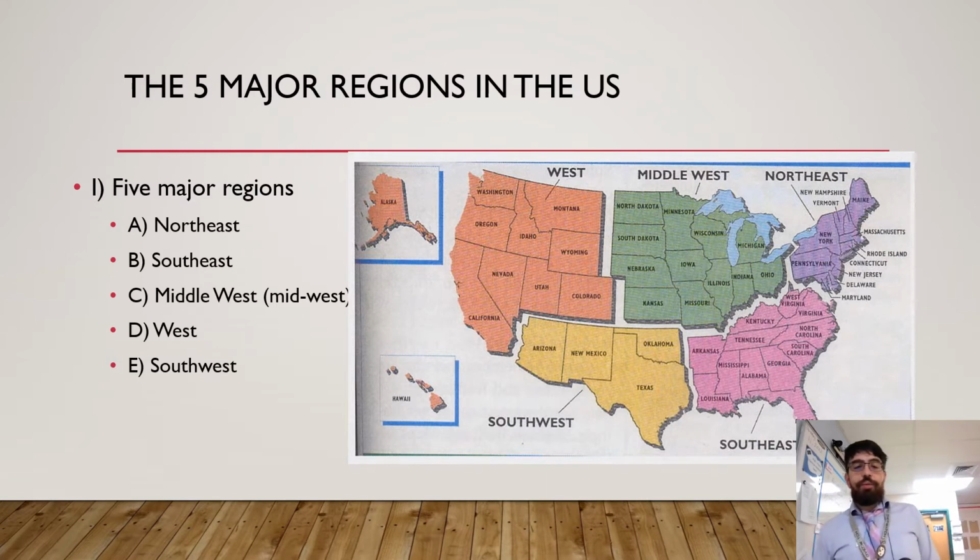If you see right here, we have the Northeast in purple. We have the Southeast in a pinkish purple. We have the Middle West, also known as the Midwest, in the green, also known as the breadbasket of the United States. We have then the West, which is in this reddish color. That includes Alaska, which is way up north and attached to Canada, and Hawaii, which is all the way in the middle of the Pacific Ocean. And finally, the Southwest down here in this orangey color.